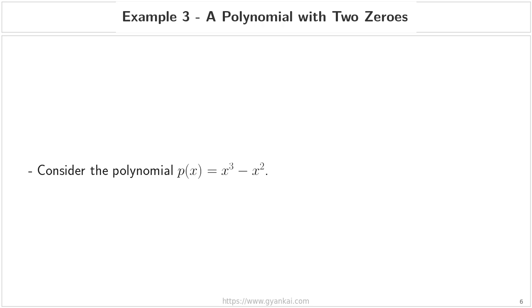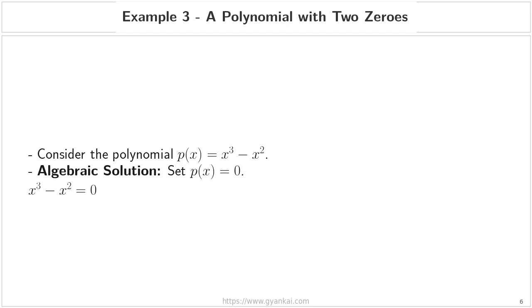Now, let's look at our third example, which is a bit different from the previous two. In example 1, we saw 3 distinct zeros, and in example 2, we saw only 1. This time, let's consider the polynomial p of x equals x cubed minus x squared. Let's walk through the step-by-step analysis together to see what's happening here.